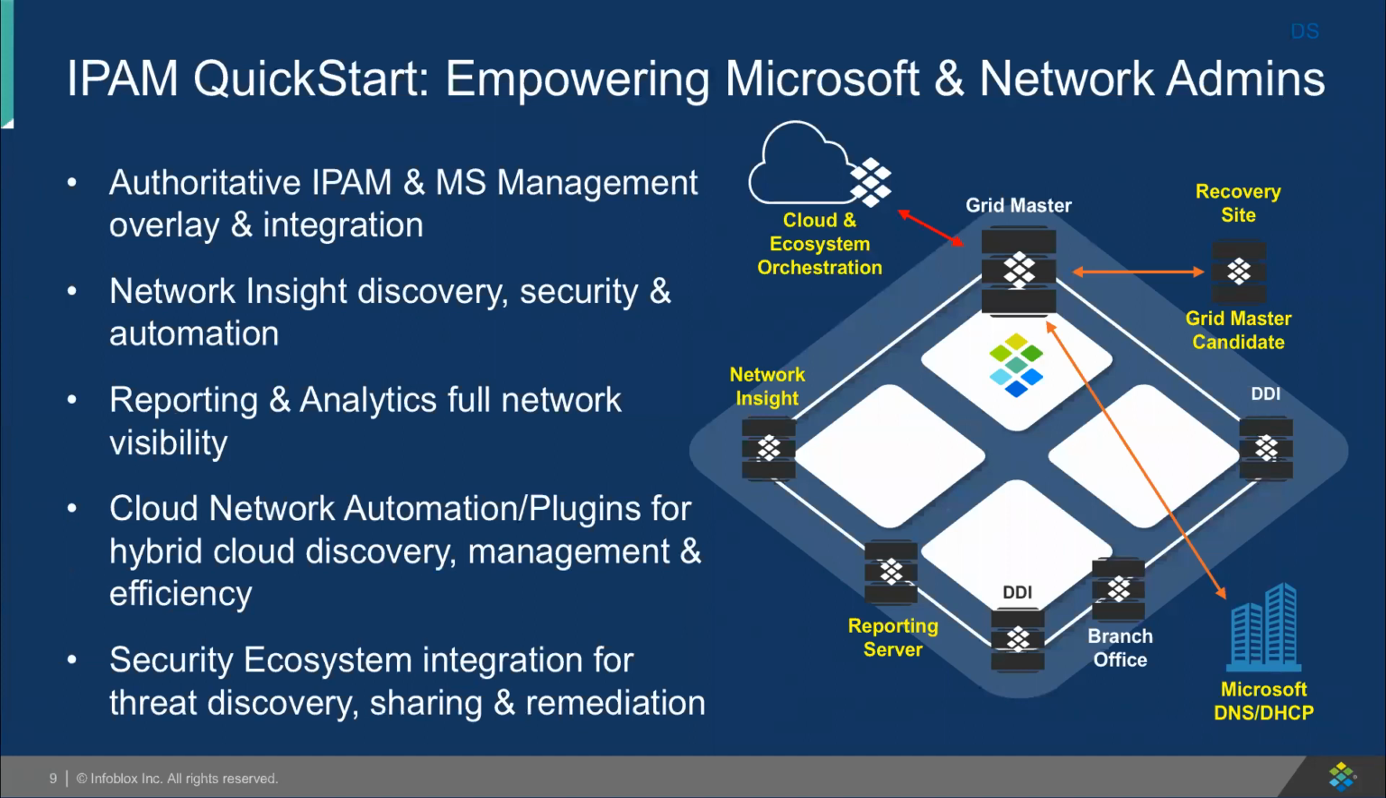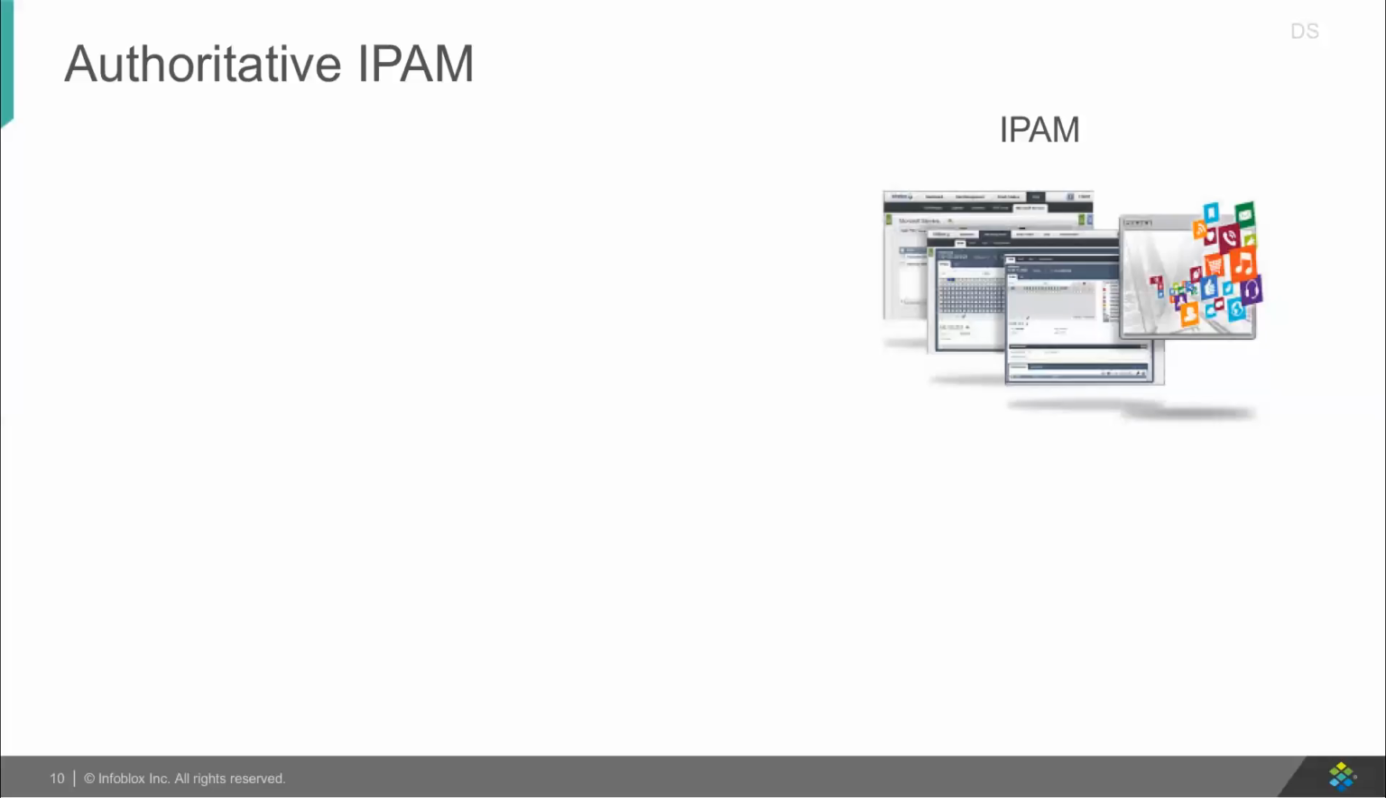Right. So what we're going to walk you through is basically a tidbit of each one of these features. You can do a whole presentation on each feature. So we're going to cover what authoritative IPAM is, what Microsoft Management is, what Network Insight is, reporting and analytics, CNA, which is our Cloud Network Automation, and the security ecosystem. We'll walk through each one of those. Right. So I'll start with authoritative IPAM.